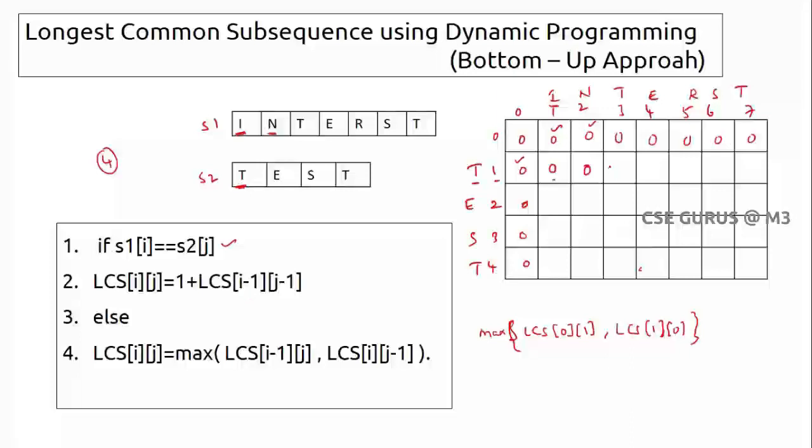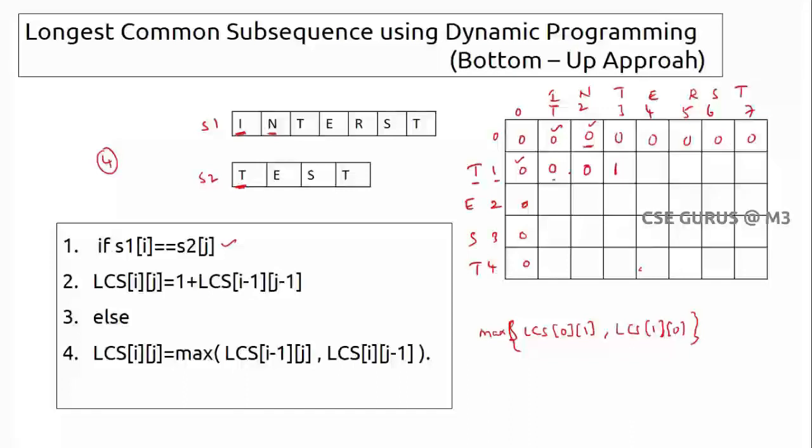1 plus. So what do we need to write? 1 plus LCS of i minus 1 comma j minus 1. What is i minus 1? Here you can see 1 3, i minus 1 is 0, j minus 1 is 2, right? So 1 2, so 0 2, so this value. So that's 1 plus 0, which is 1. So here I'll write 1.